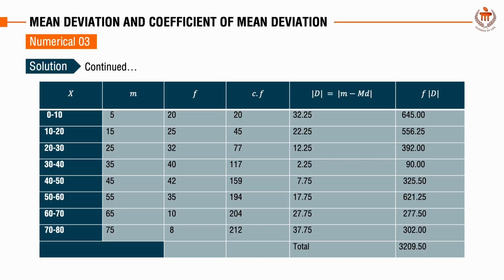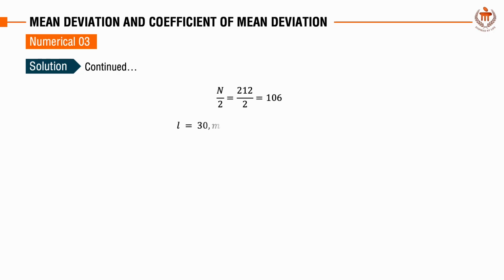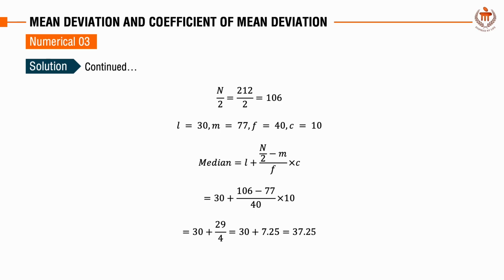So the selected class interval is 30 to 40. Your L would be 30. Frequency would be 40, the frequency of the selected class interval. The cumulative frequency before that would be 77. Then I'll find the median for this data. For the median, L is 30, M is 77, frequency is 40, and class width is 10. When you apply the formula of median, the value we get is 37.25. So the median we got is 37.25.